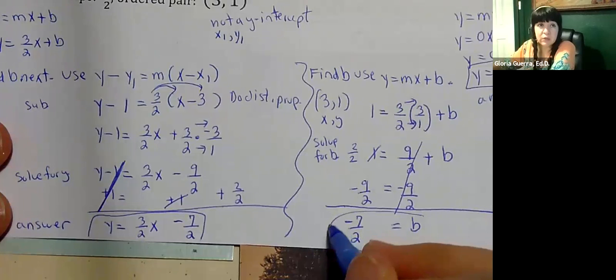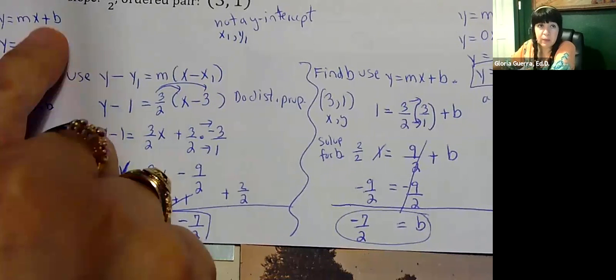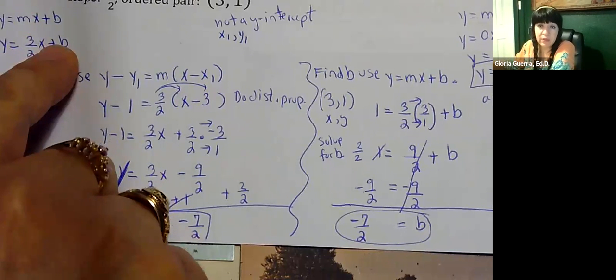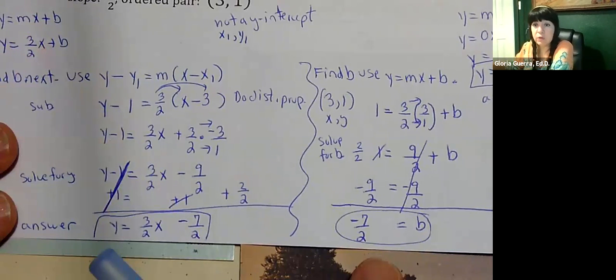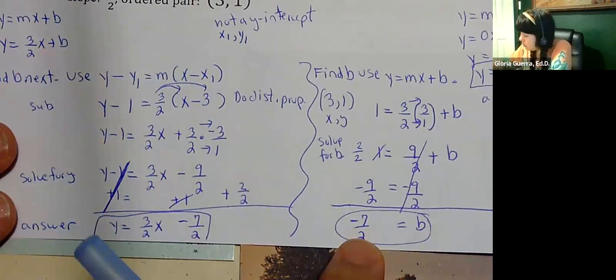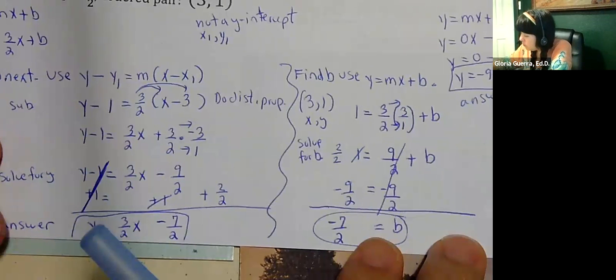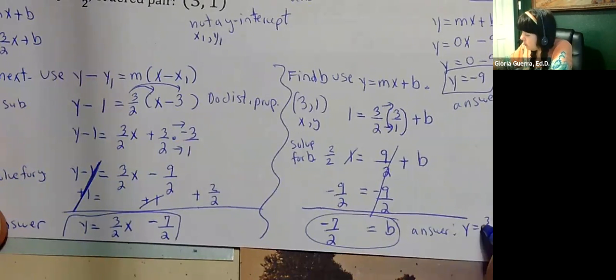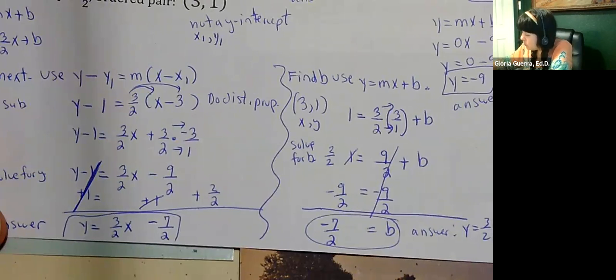And you see, you needed your b. You had y equals 3/2 x, and you needed your b. Now you know your b is negative 7/2. So then your answer is y equals 3/2 x minus 7/2.